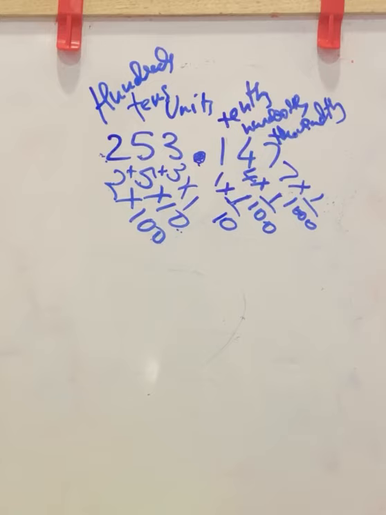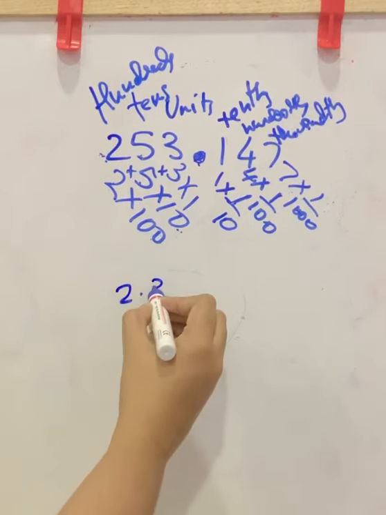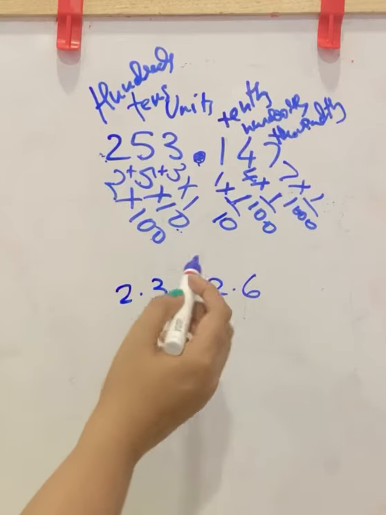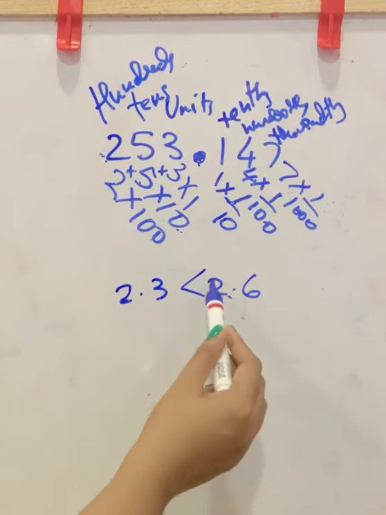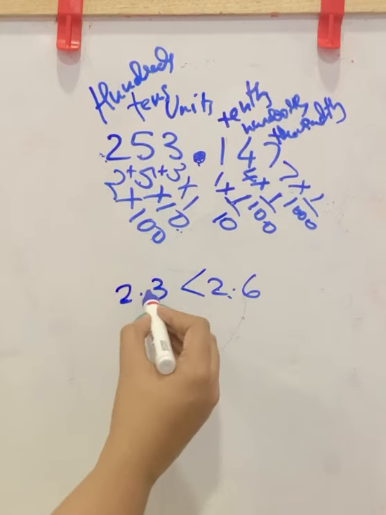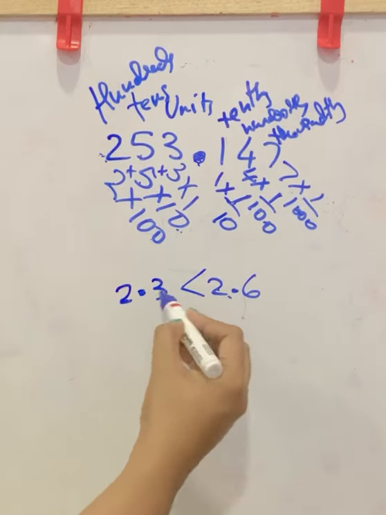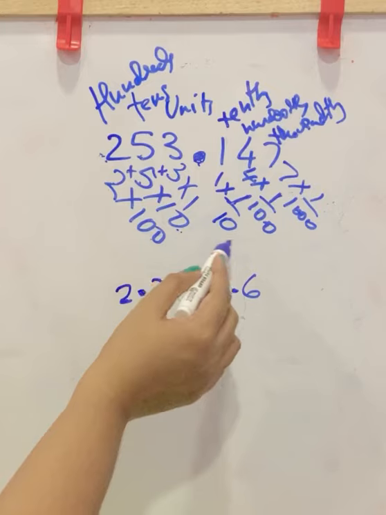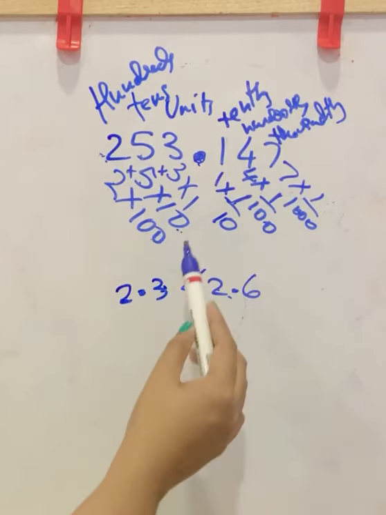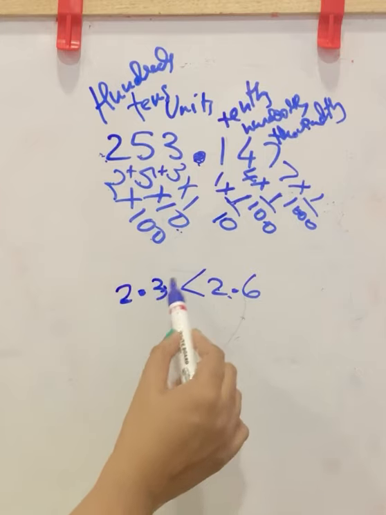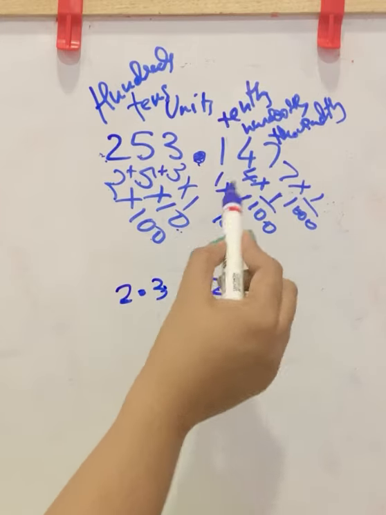Next, if you want to compare two decimal numbers, like 2.3 and 2.6, you can say this is the bigger number because the whole number part, 2 and 2, is the same. Now considering the numbers after the decimal, that is the 1 by 10 place, the tenths place, here it is 3 and 6. So this is the bigger number.